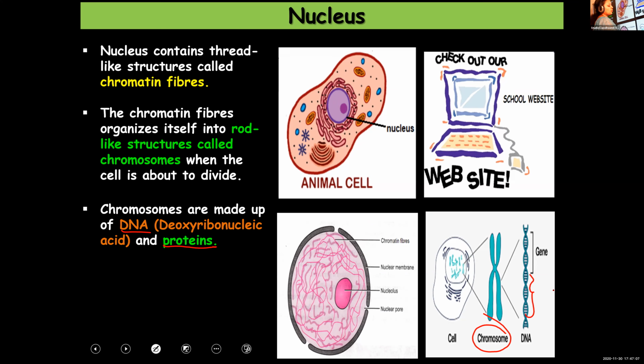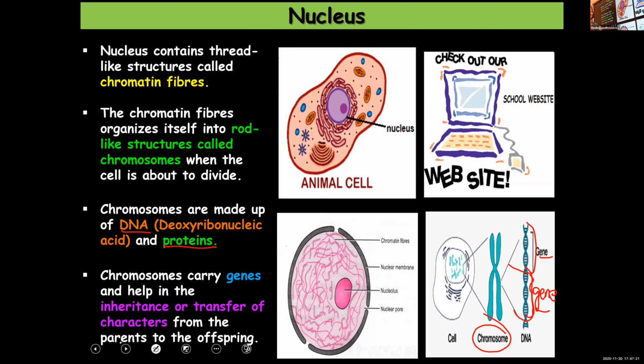Then what are genes? A segment of DNA, you can call it a gene. See here I've shown two genes. A particular portion will form one gene. Another segment will form another gene, like that. So a functional segment of DNA is known as a gene. And what is the role of chromosomes? They carry genes and help in the inheritance of characters from the parents to the offspring, or the transfer of characters from parents to offspring. So it is because of these chromosomes and genes that we have many characters of our parents.